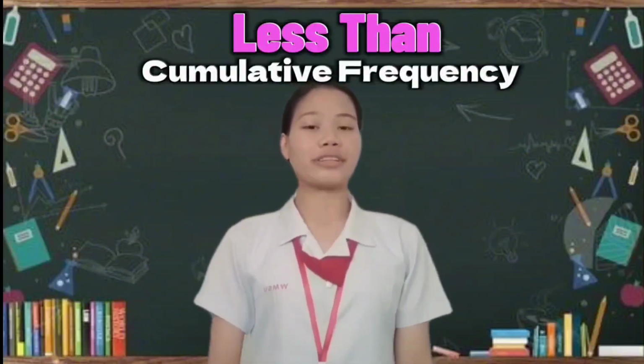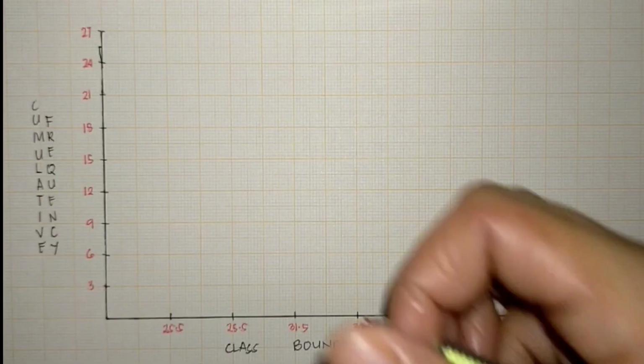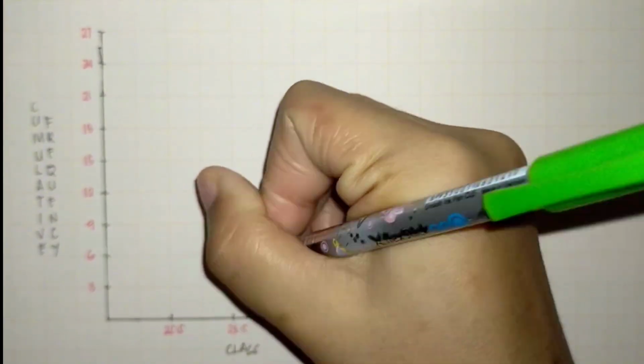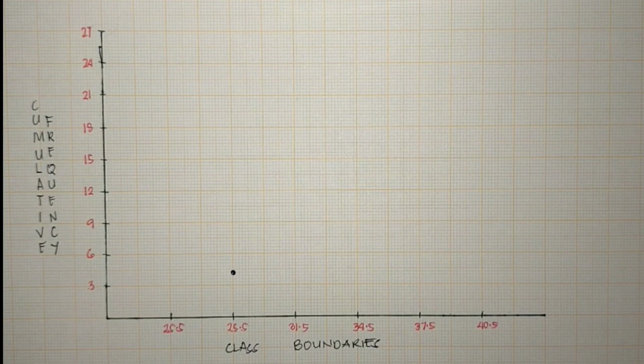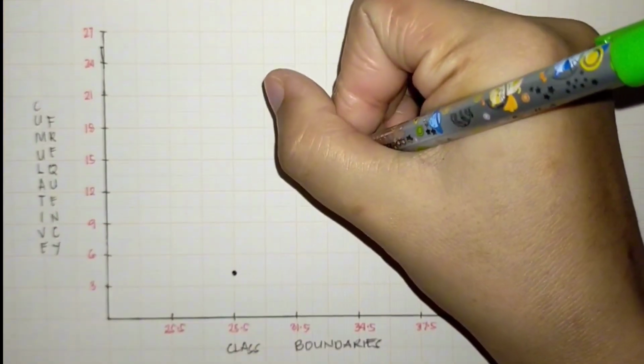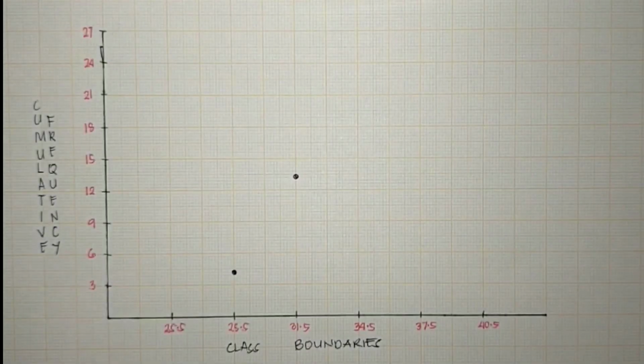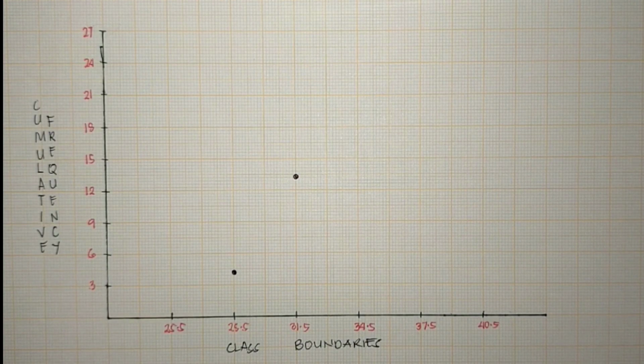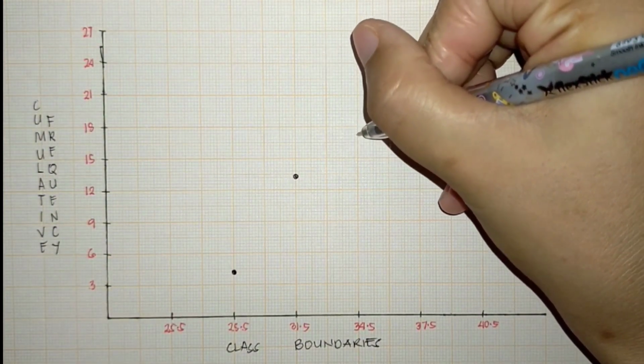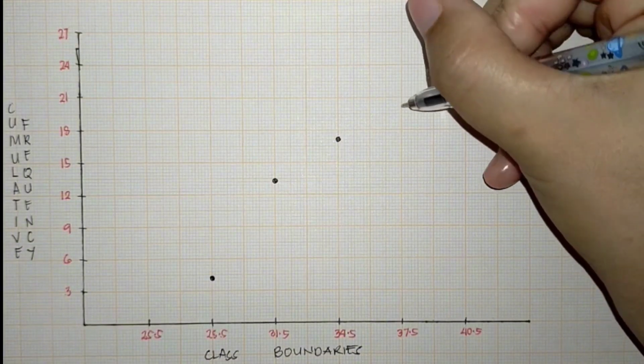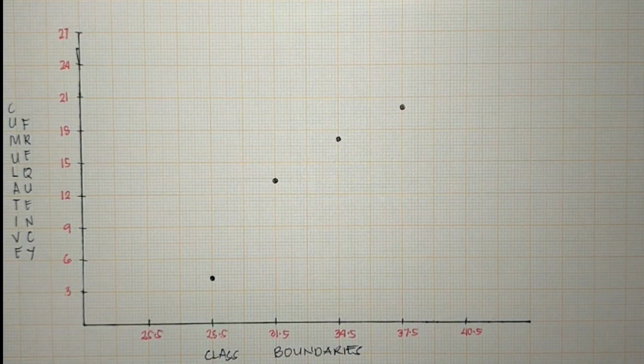The first type to be plotted is the less than cumulative frequency. In plotting, let us start with the second least value of the class boundaries, which is 28.5. The less than cumulative frequency for the class boundaries 25.5 to 28.5 is 4. For 28.5 to 31.5 is 13. For 31.5 to 34.5, we have the cumulative frequency 17. For 34.5 to 37.5, we have 20. And for class boundaries 37.5 to 40.5 is 25.